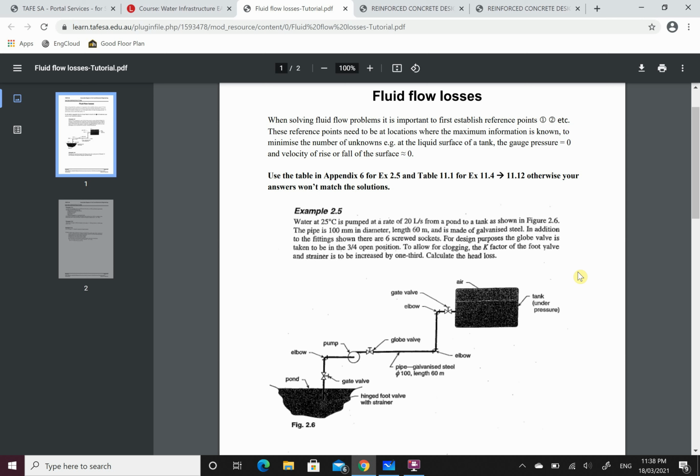Welcome to today's tutorial. This week we're going through the fluid flow losses. So I hope you've all covered the lecture notes. We're going to go through the tutorial now. So we're going to start with example 2.5.